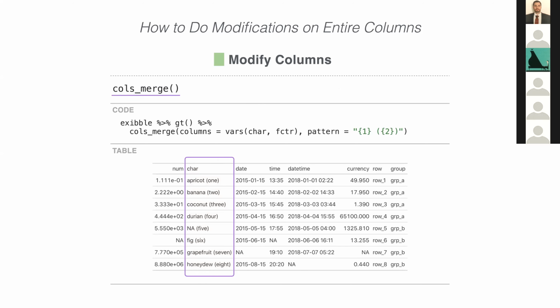Okay, cols merge. So that's taking two or more columns, merging them together, and then optionally hiding other columns. In this format here, we're taking char and factor, so factor's gone. We're merging them together with this pattern. This 1 refers to char, this 2 refers to factor, and we're putting it in like that. So it's kind of like a string pattern. What this does is automatically hide columns 2 and beyond. You can opt to not hide that column, but by default it does that.